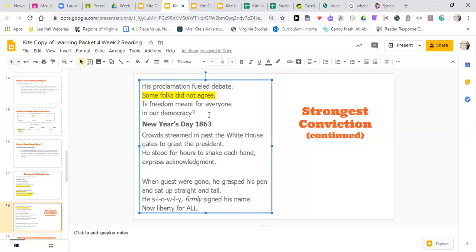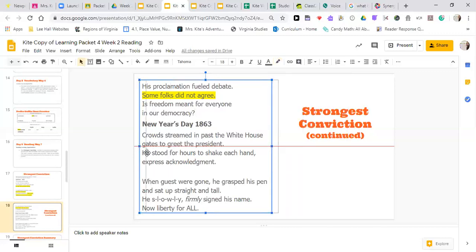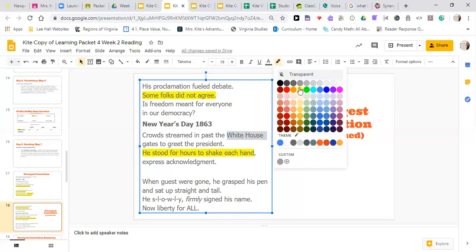Now the setting changes, and we are New Year's Day, 1863. So this is a few months later. Crowds streamed in past the White House gates to greet the president. He stood for hours to shake each hand, to express acknowledgement. So here, President Lincoln is interacting with the people. So we know that he's standing there to shake each hand. And where is this happening? There's another thing to add to our setting. Crowds streamed in past the White House. So President Lincoln is in the White House.